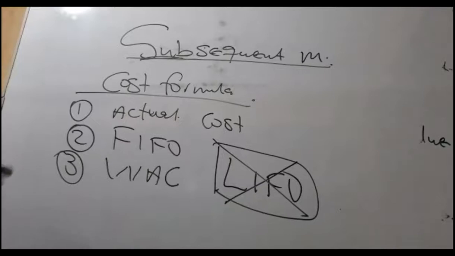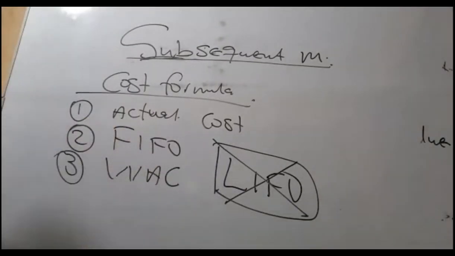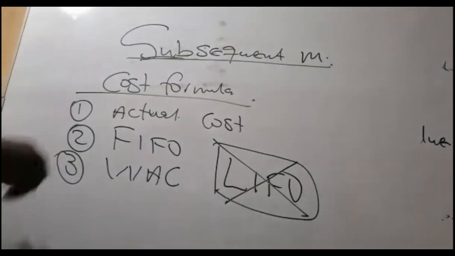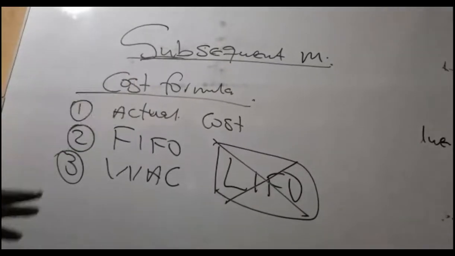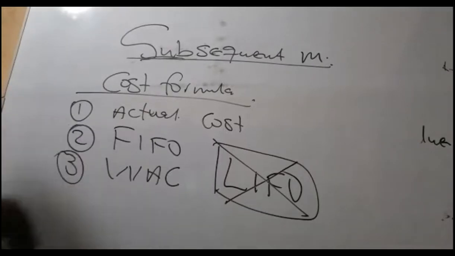For those of you who have done management accounting or cost accounting, LIFO and FIFO was a very topical issue there. But here, according to IAS 2, LIFO has been banned. However, if you go to US GAAP, they have not banned LIFO. They still use LIFO in inventory valuation. So I've given you one difference between US GAAP and IFRS. In IAS, you don't use LIFO. Good. So these are the cost formulas.